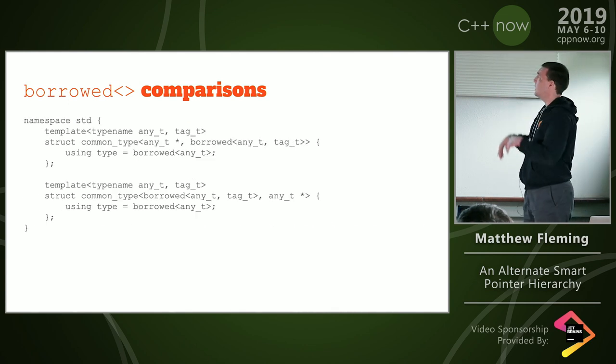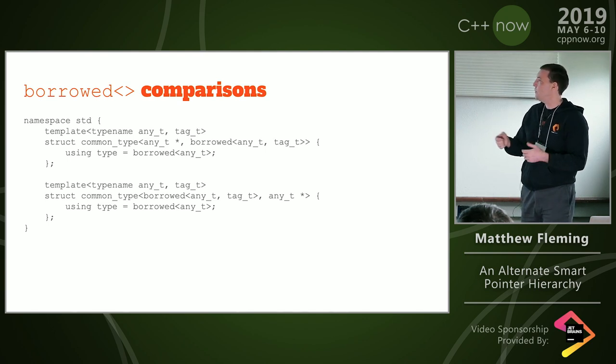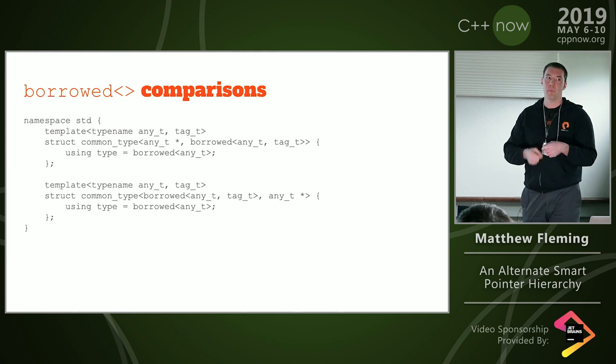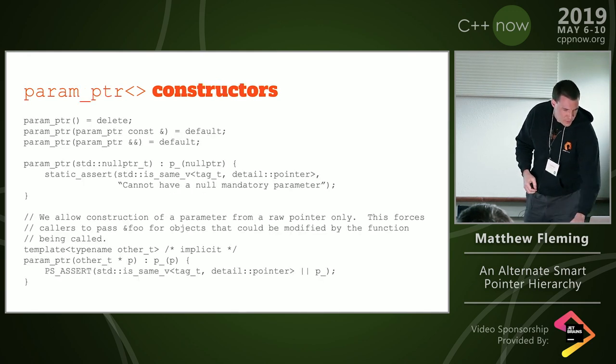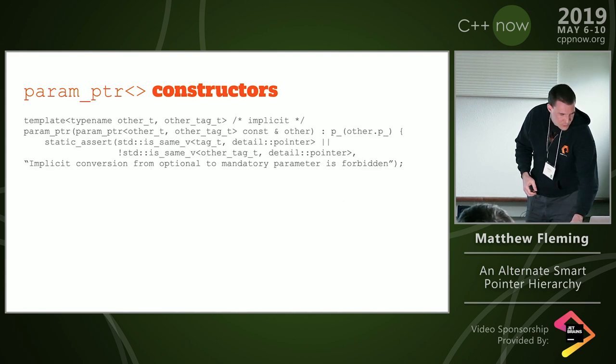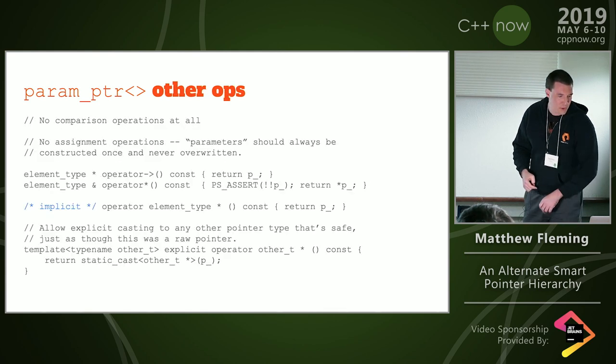And there's some std common type stuff to figure out, like, how do I compare raw pointers and borrowed. I think at the time we did a bunch of overloads for equality operations, std common type might have just worked, but I didn't actually know about it at the time we wrote some of that code. You learn new things all the time. Param pointer is kind of similar to borrowed, so I don't really want to go into it, but it exists for completeness. You also can't convert from optional to mandatory pointers.